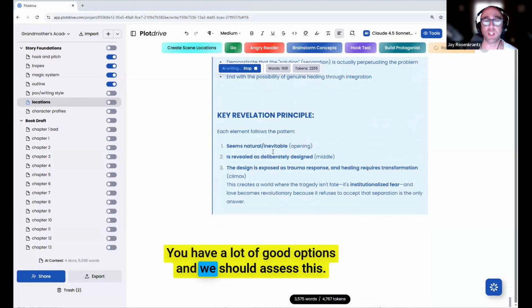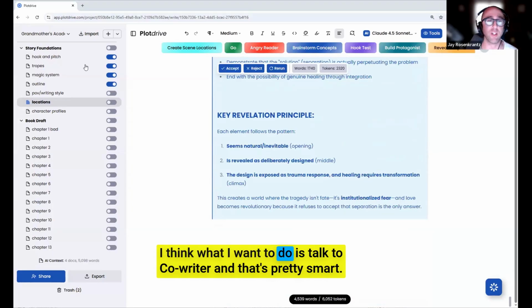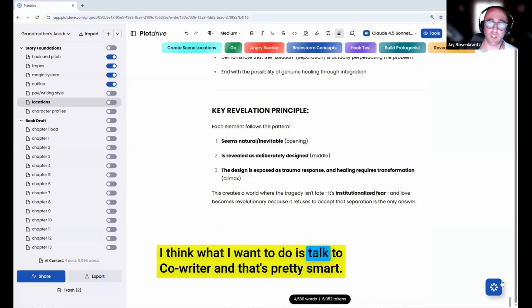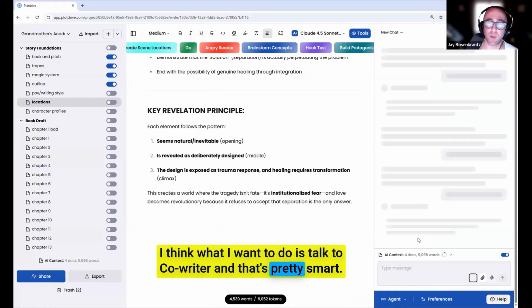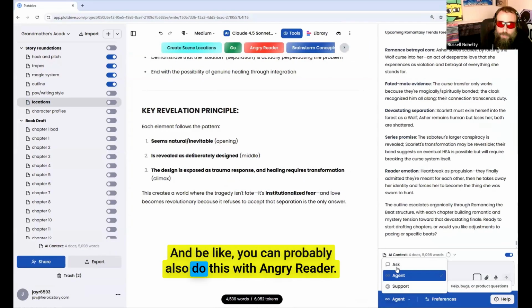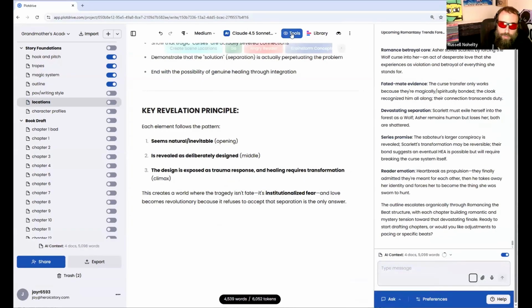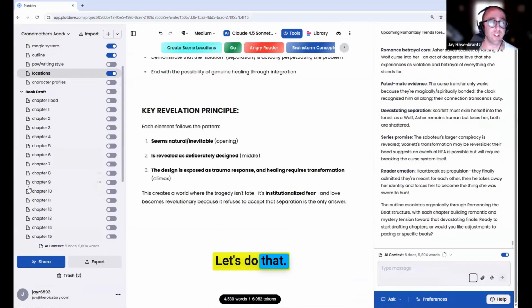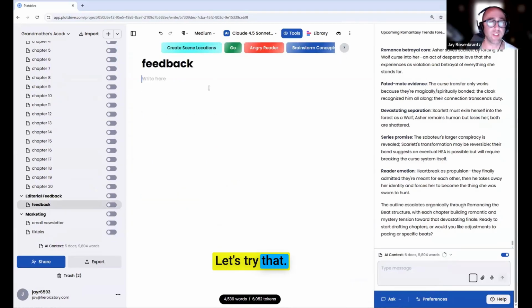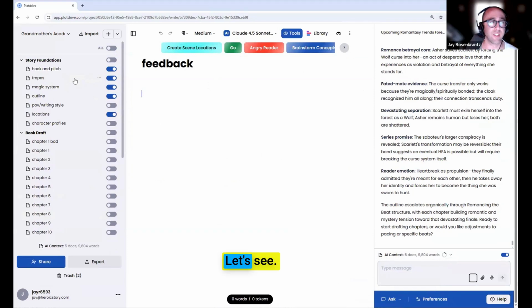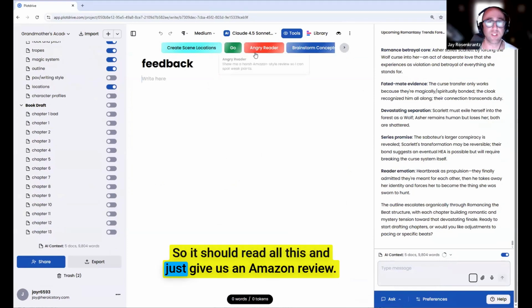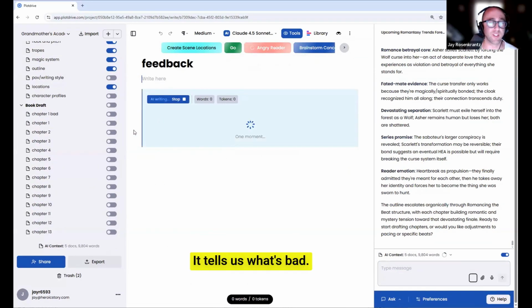And we should assess this. I think what I want to do is talk to Co-writer. I think that's pretty smart. You can probably also do this with Angry Reader, like, what am I missing? Not a bad idea. Yeah, let's do that. Let's try that. Let's see. So it should read all this and just give us an Amazon review. So it tells us what's bad.